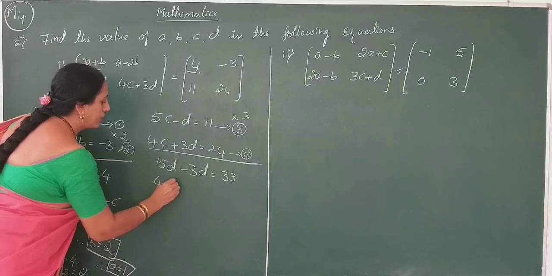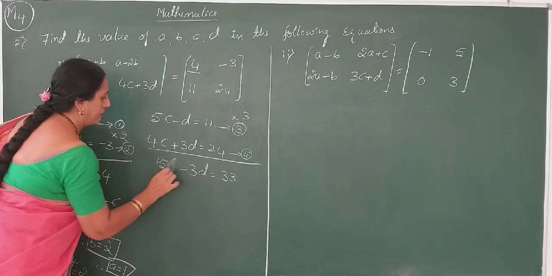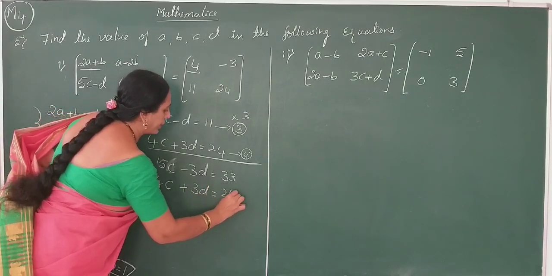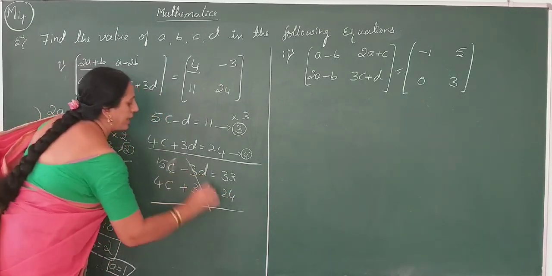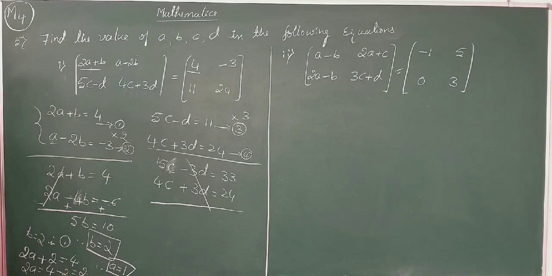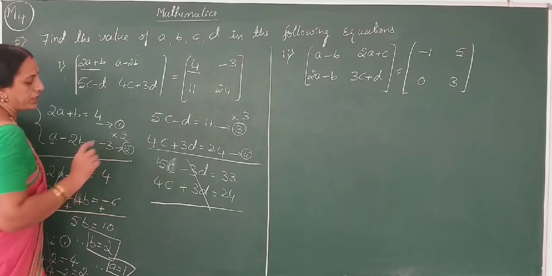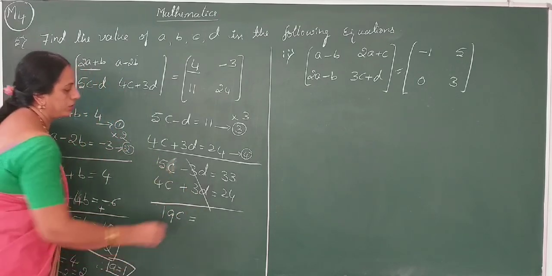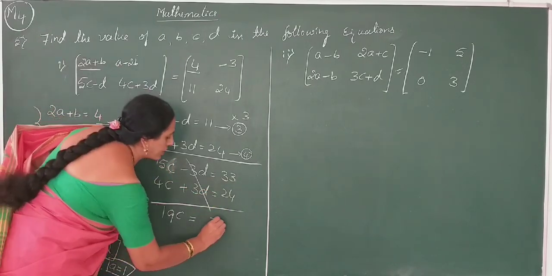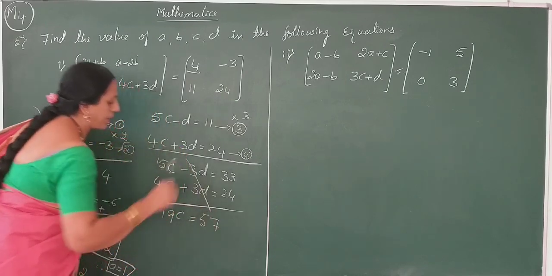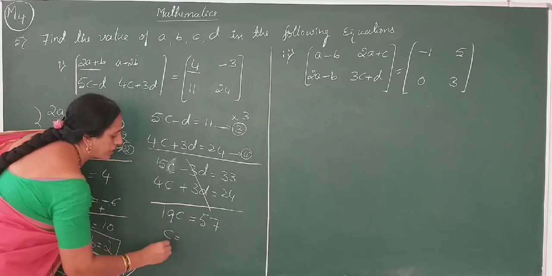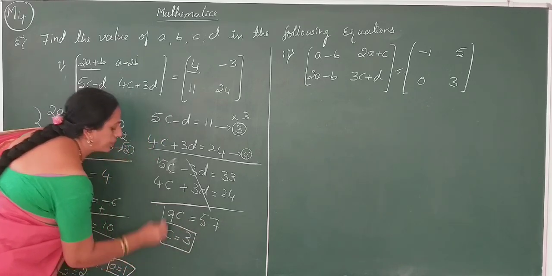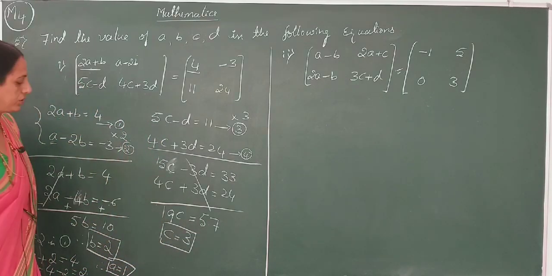And the other one is 4c plus 3d is equal to 24. Then these two are added to each other. Plus 3d and minus 3d get cancelled. 15 plus 4 is 19c, which is equal to 33 plus 24, which is nothing but 57. Therefore, c is equal to 57 divided by 19, which is 3. The value of c is equal to 3.